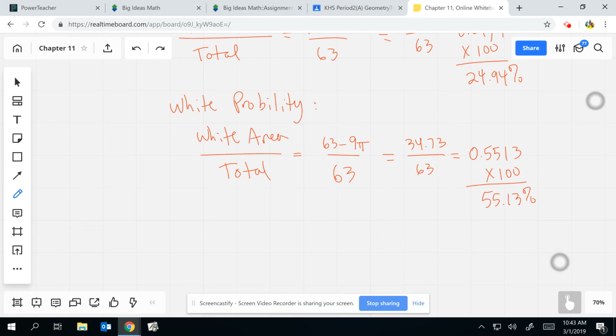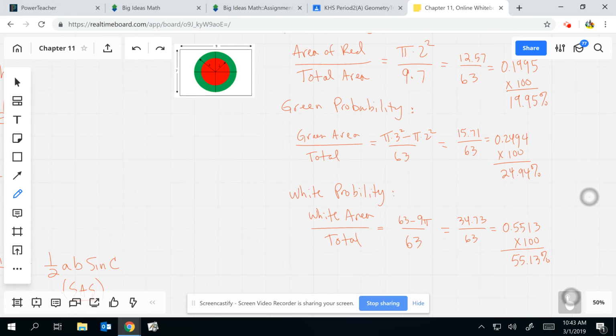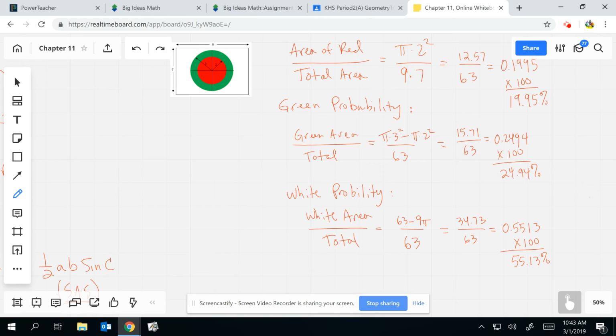What could you do at the end to make sure you did it right? Add your percentages. What should they add up to? 100%. You're talking about the whole thing. So those percentages should add up to 100%. When I added them up, I got 100.02. You're going to have a little rounding here and there. It just had a 0.02 on it, which is okay.